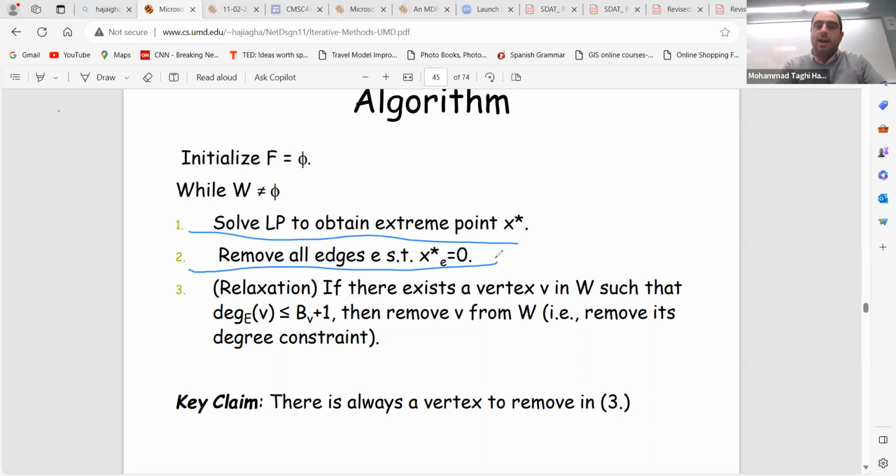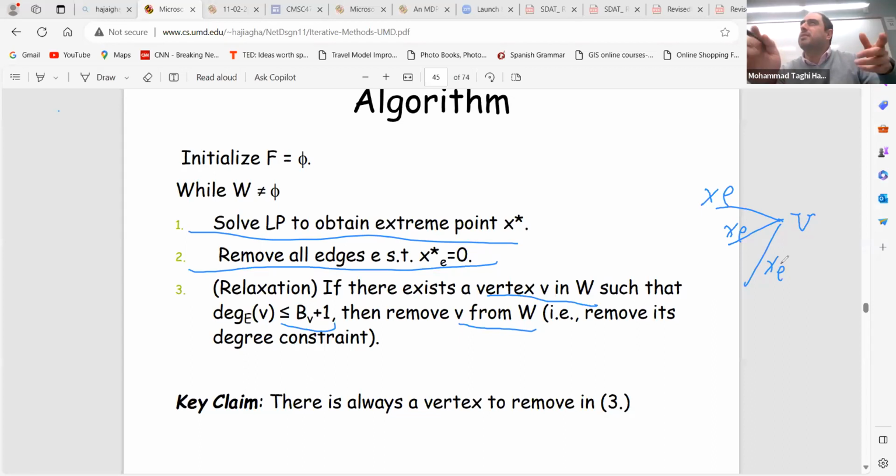Then what do I say? So this is a JCM paper that actually has the beautiful thing that they get the tight result of this one. So I will solve the LP. I will remove all edges of this. If there exists a vertex in W such that the degree of this is less than this, then remove V from W. What's the meaning of that? So you see, what is the degree of this? So consider this guy. This is the same as the machines stuff that I mentioned. So this is this vertex V, and these are x of e, guys, that are attached to it.